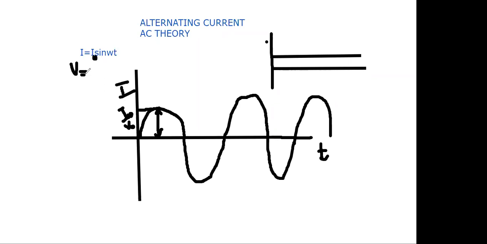Sir. Yes, sir. Please, what is the symbol for the I naught? The symbol for the I naught. Yeah, what is the symbol? I think that is the peak current. Oh, okay, the peak current. That means the peak. You can see this is the peak.